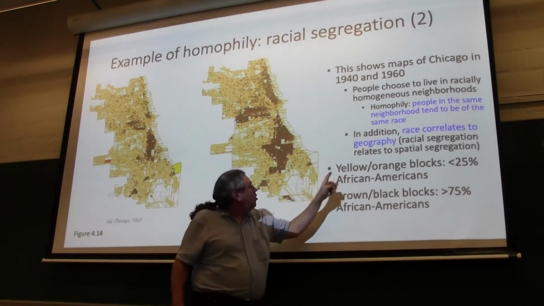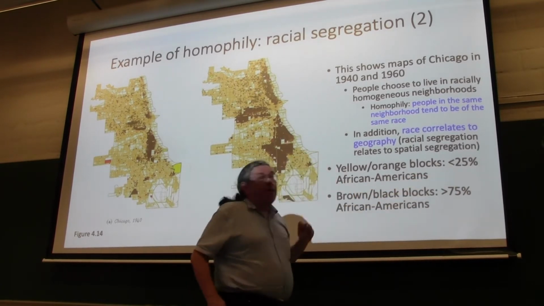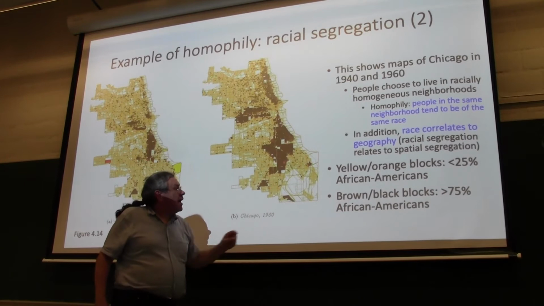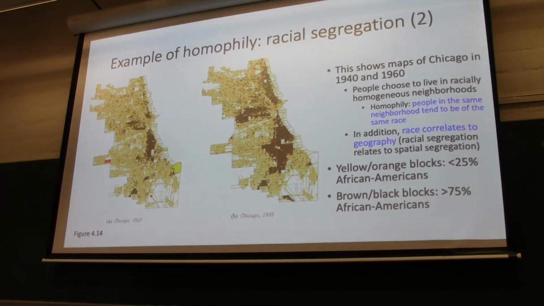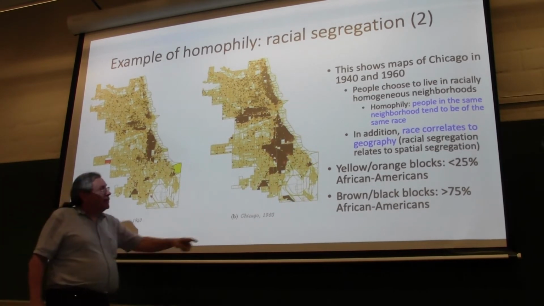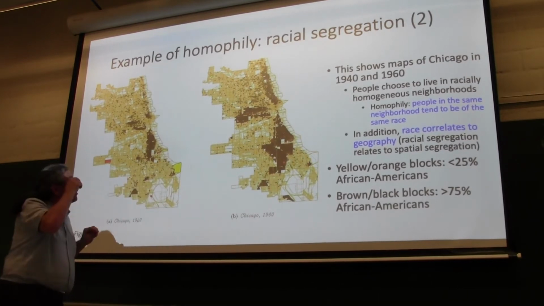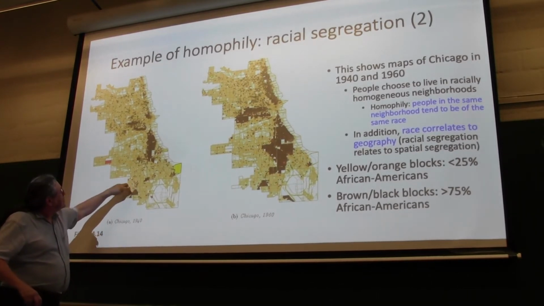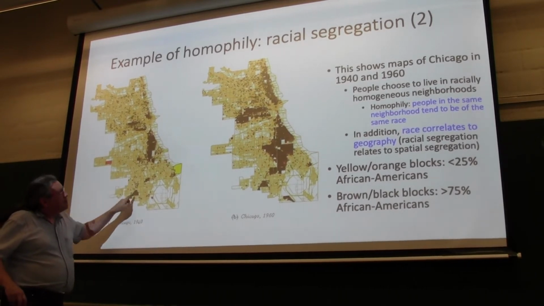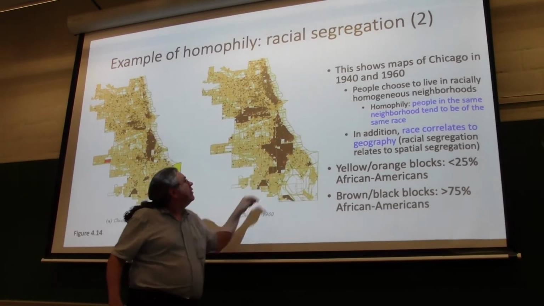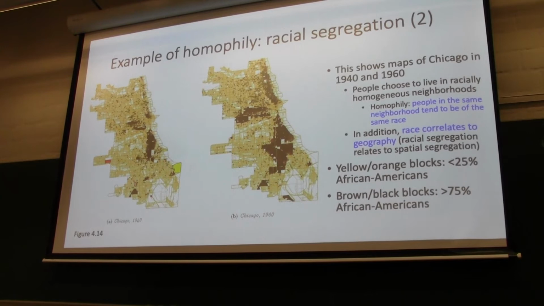So the light yellow, the orange blocks, is where you have less than a quarter of African Americans. Blacks in the US are called African Americans, even if they never set foot in Africa, okay? And the darker nodes are more than 3/4 African Americans. You can see that it's kind of segregated. There's a lot of blacks living here, and here there's mostly whites. And you see that in 1960 the percentage of black citizens moved up, okay?